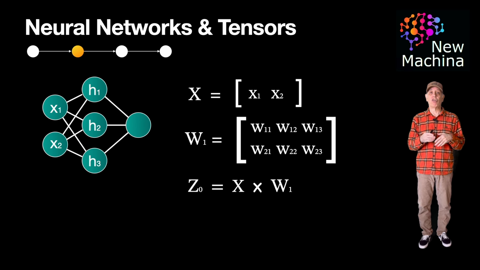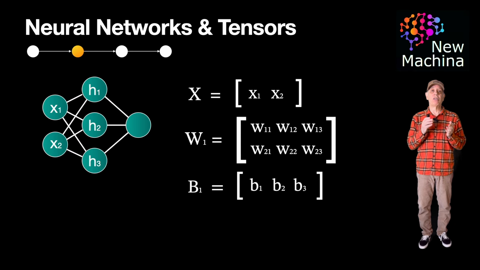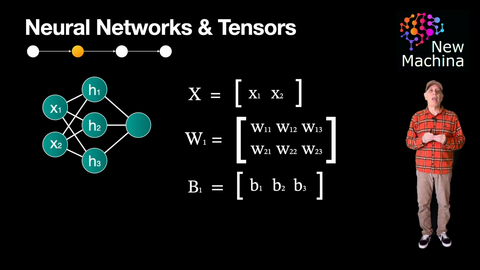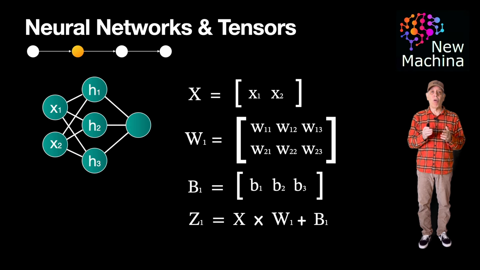Next, after this tensor multiplication, there is matrix addition. After multiplying the input tensor by the weight tensor, a bias tensor is added element-wise to shift the output. Let's note the bias tensor as B1. Each hidden neuron has its own bias, and this tensor addition operation with a bias helps the model better fit data by allowing activations to move away from the origin.